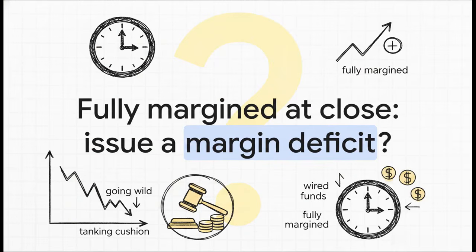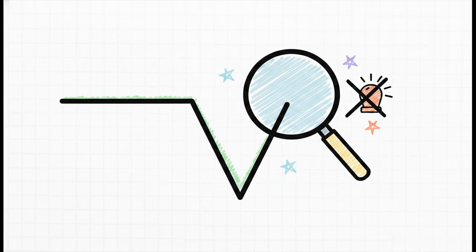All right, pause the explainer for a second. Seriously, take a moment and think about this question. Let's say Cara goes totally wild at noon and completely tanks her margin cushion. But by 4 p.m. at the closing bell, she's miraculously wired in funds and her account is fully margined. It looks absolutely perfect. So, does Ollie still have to issue an intraday margin deficit for that day? Lock in your answer in your head. Got it? Okay, the answer is yes, he does.